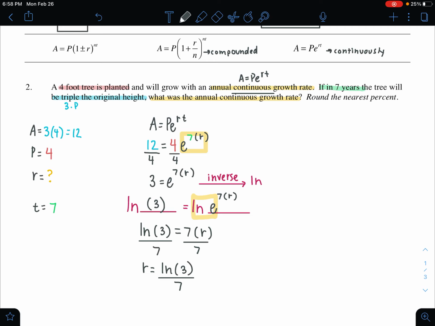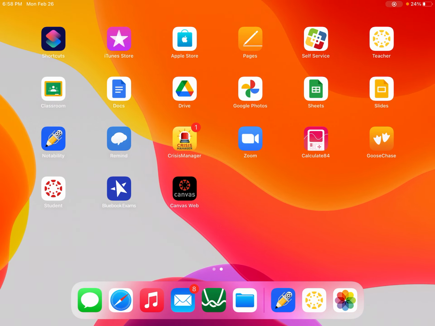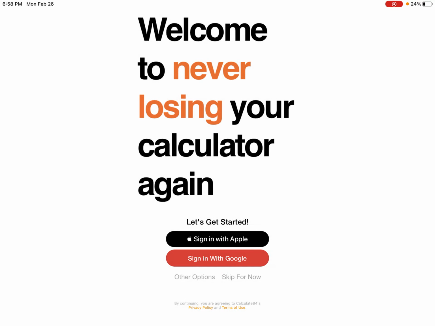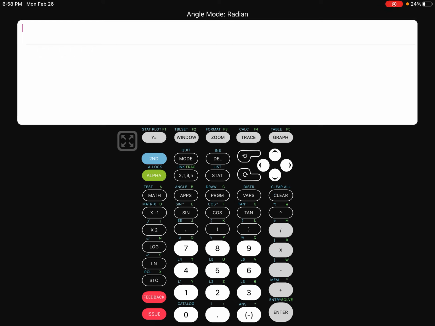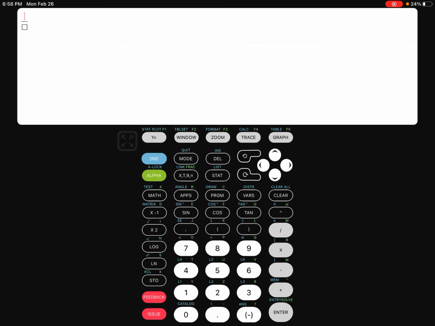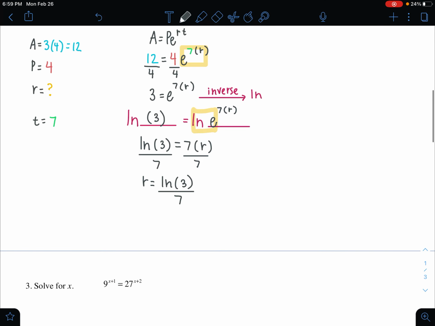So we want to turn our rate to a percent, so let's go ahead and type this in our calculator to see what we get. You're going to hit alpha y equals, enter, and you now have your fraction. Your natural log button, the ln, is right next to that 4. And it was natural log of 3, all divided by 7. So 0.1569.